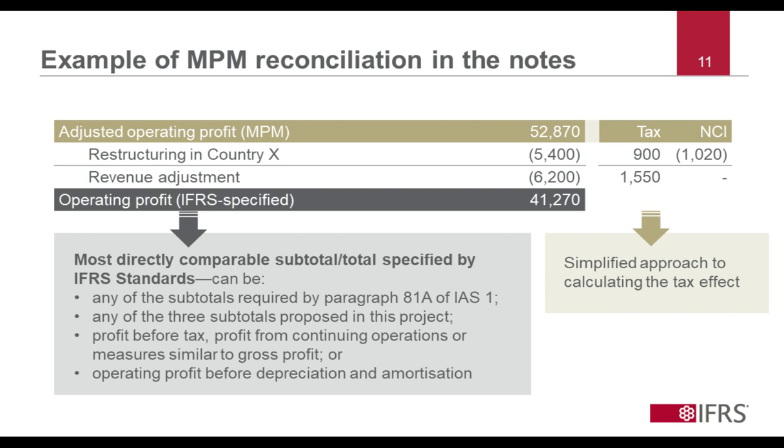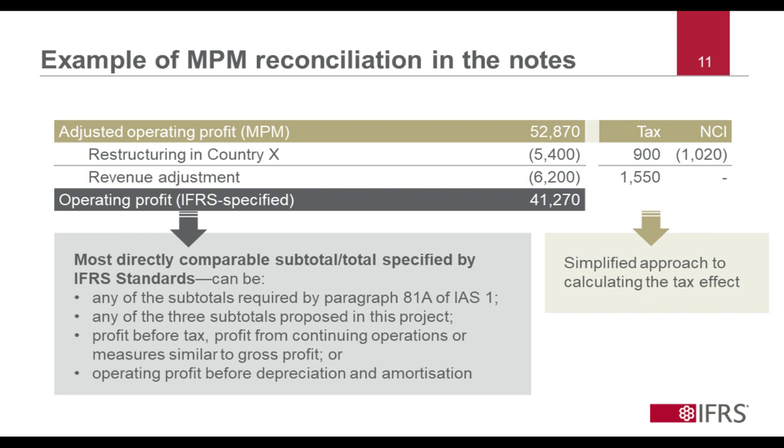So we heard that it might be costly for preparers to disclose the tax and non-controlling interest effect on each reconciling item. Can you explain how the board has tried to address this concern? Sure. So to alleviate the cost of preparing disclosures about the tax effect of the adjusting items, the board's proposing a simplified approach for calculating the income tax effect. That is, on the basis of a reasonable pro rata allocation of current and deferred tax of the entity in the tax jurisdiction concerned, or by another method that achieves a more appropriate allocation in the circumstances.